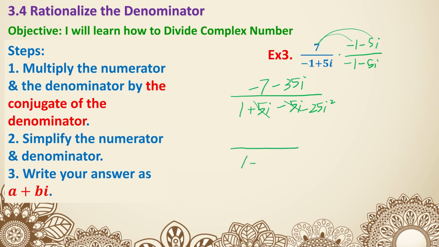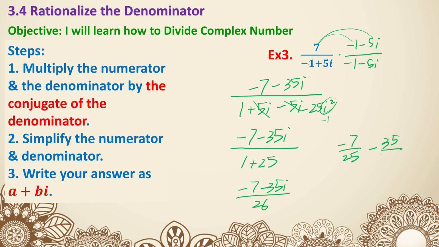On the bottom, we have 1 plus negative 25 times i squared, which is a negative 1. So it's 1 plus 25. Copy down the top. We can actually change the bottom now. 26. We do need to separate everything and simplify. So it's negative 7 over 26 minus 35 over 26 i. You can still choose to put the i on the top, but to be more precise with the form, i should be on the side. That is example 3.